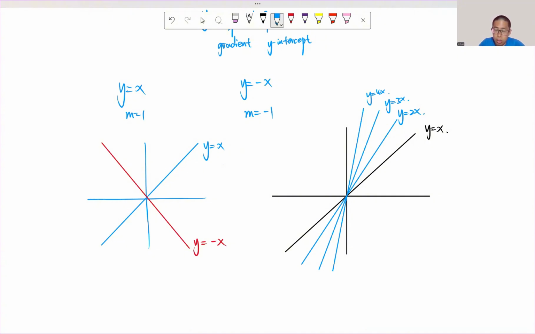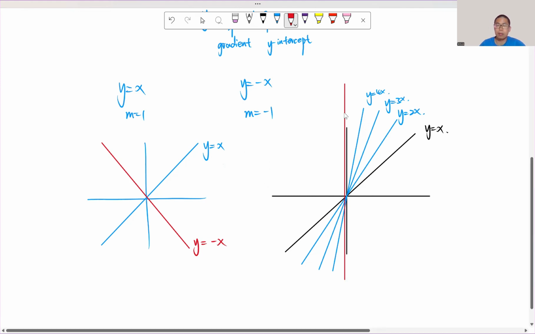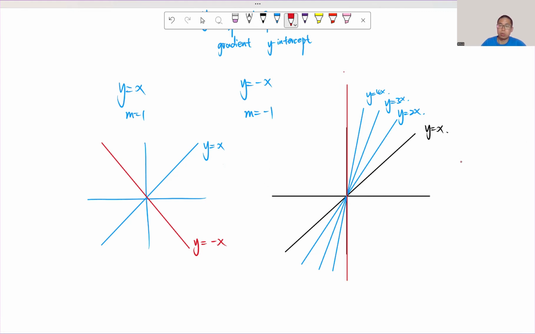Until we have the vertical line, which is the y-axis, and we know it has the equation x = 0. The reason we don't write it in y = mx + c form is because it's a vertical line. The gradient should be infinitely large. That's why we can't write y = infinity x + c. So we have to use x = 0 to represent it.